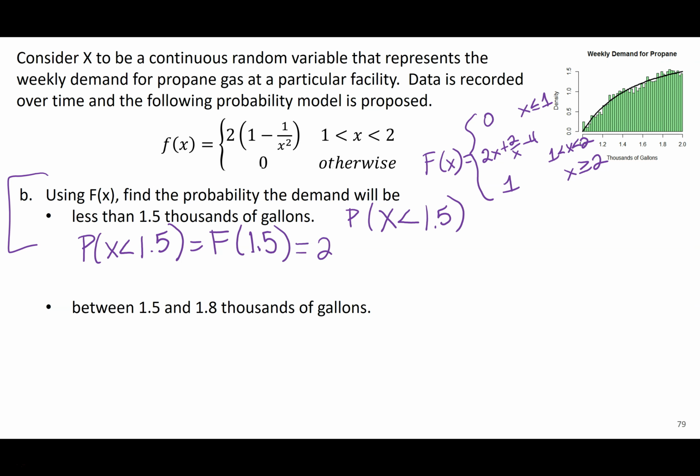I'm just going to plug that in. So 2 times 1.5 plus 2 over 1.5 minus 4. And when I do this, I'm just going to get 3 plus 4/3 minus 4. So 4/3 minus 1 is just going to be 1/3. This probability should match what we got earlier, but now we used the CDF specifically to get it for us.